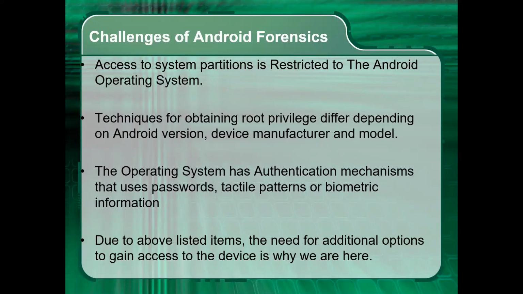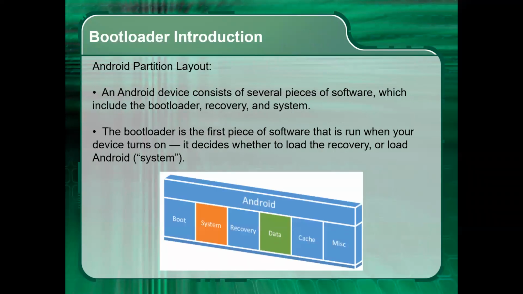Because of all these different features that are securing the device, we have to find a way around those security features so that we can obtain the actual physical extraction if possible. Or in some cases, we're not able to get to the physical level and we can only get a logical extraction. So part of the process is understanding that there are many partitions on a phone.